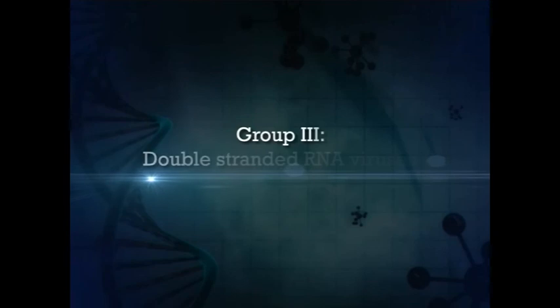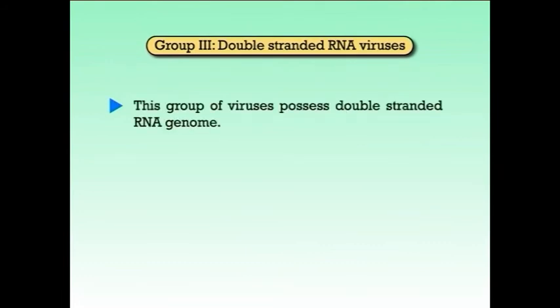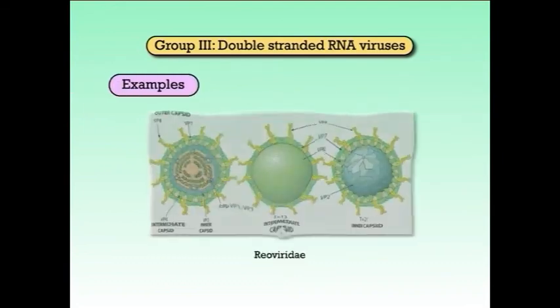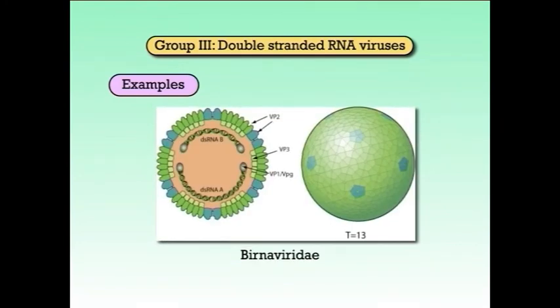Next is Group 3, the double-stranded RNA viruses. This group of viruses possess a double-stranded RNA genome. Replication in this group is monocistronic and includes an individual segmented genome. That is, each of the genes codes for only one protein, unlike other viruses. And families that come under this group include the Reoviridae and the Birnaviridae.